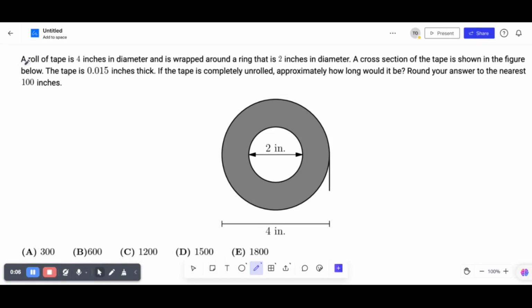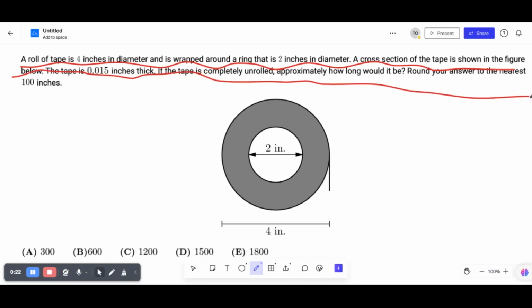Let's start. A roll of tape is 4 inches in diameter and is wrapped around a ring that is 2 inches in diameter. A cross-section of the tape is shown in the figure below. The tape is 0.015 inches thick. If the tape is completely unrolled, approximately how long would it be? Round your answer to the nearest 100 inches.